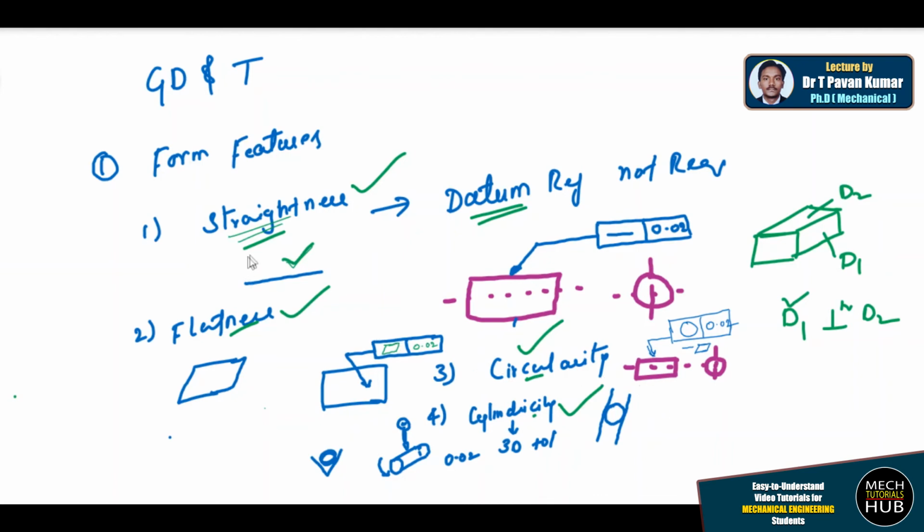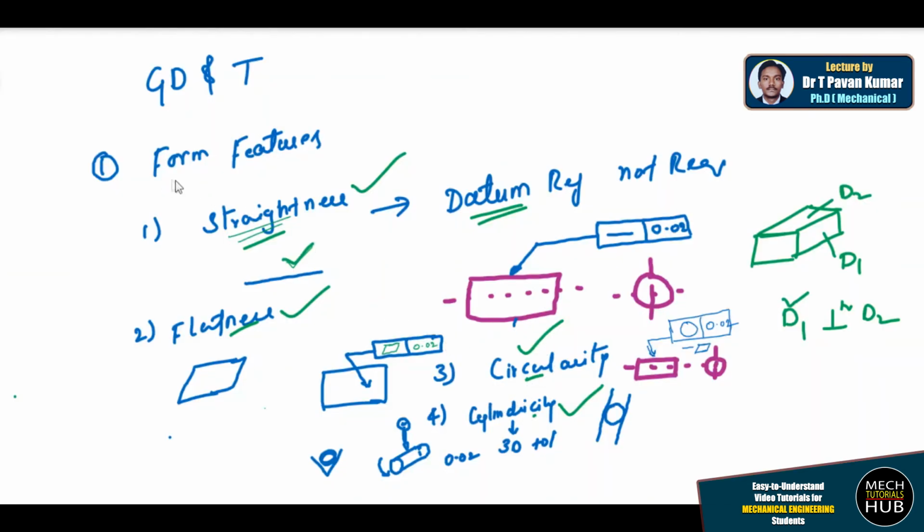At the graduation level, students need to understand what straightness, flatness, circularity and cylindricity are, and where these 4 GD symbols fall. These 4 GD symbols fall under form features. That is important. And how does a symbol look? The straightness symbol is a straight line, the flatness symbol looks like a parallelogram, the circularity symbol is a simple circle, and the cylindricity symbol is a simple circle followed by 2 tangential parallel lines.